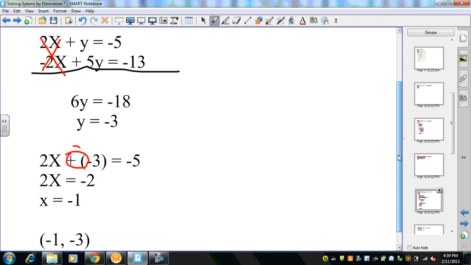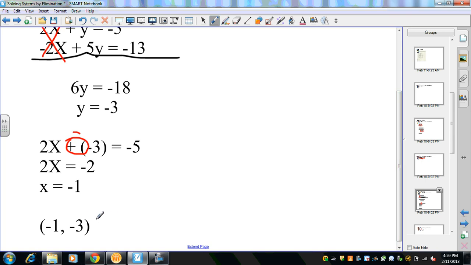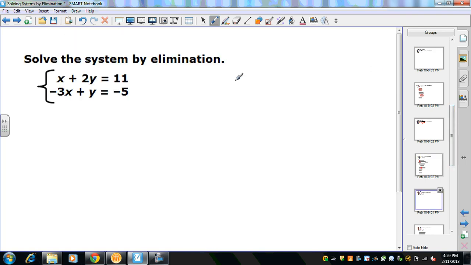So we're going to write the answer as a coordinate. So the answer is -1, -3. All right, now let me give you the last one.